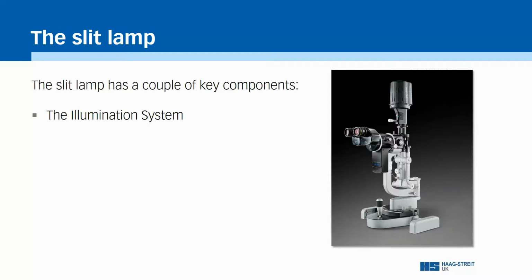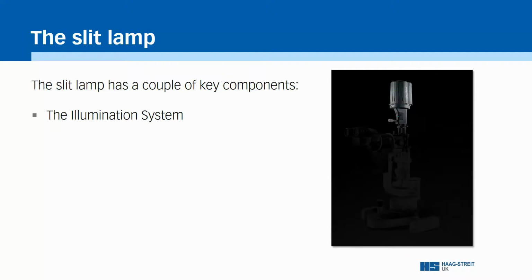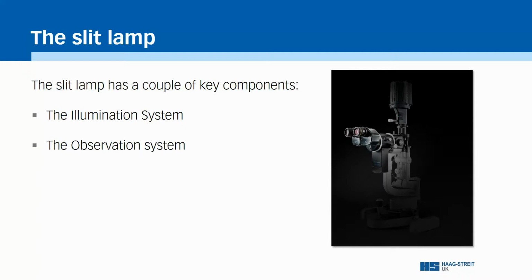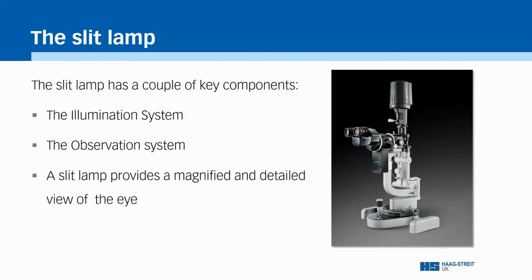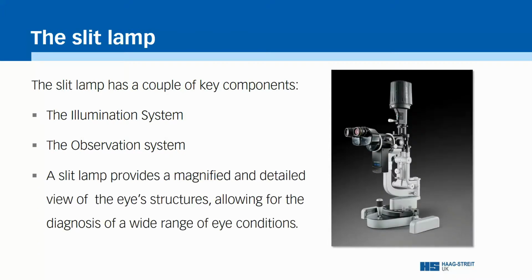A high-intensity light source, the illumination system, that can be focused to shine a thin sheet of light into the eye. This is used in conjunction with a biomicroscope, the observation system, to examine both the front and back segments of the eye. The slit lamp allows a detailed and magnified view of the eyelid, sclera, iris, lens, cornea, and vitreous, and the retina can also be examined using an indirect handheld lens.